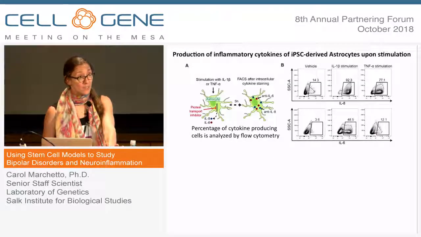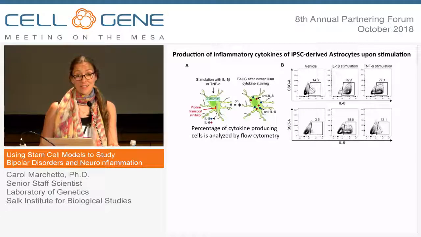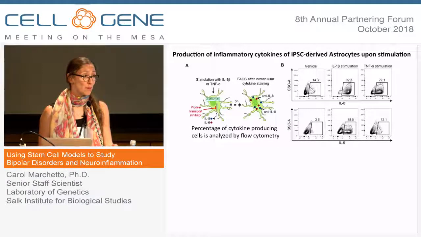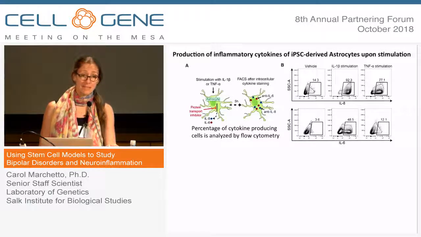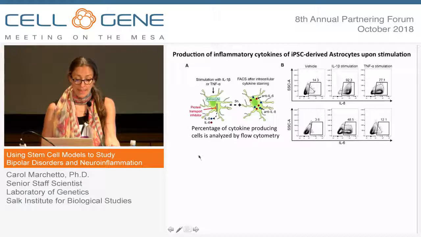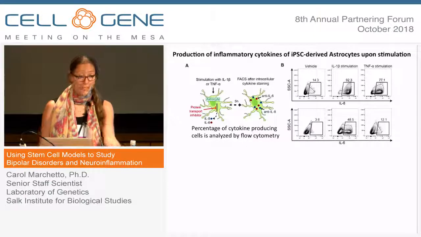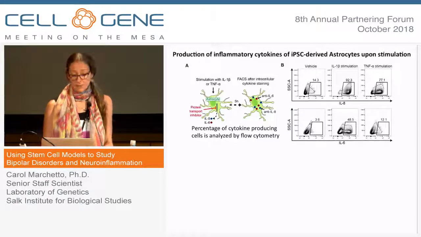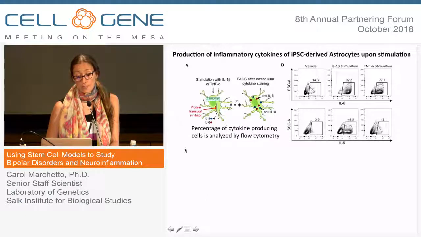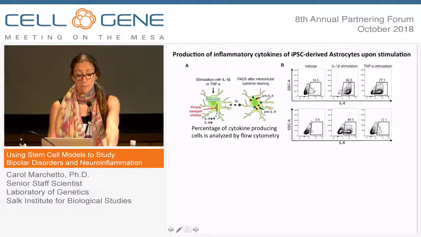Then we got to our real question, which is, are we able to generate a population of astrocytes that is sensitive to inflammation, to inflammatory cytokines? What we did is we adapted a FACS-based assay to stimulate the cells with either IL-1 beta or TNF-alpha, those are iPS-derived astrocytes. And we treat them with protein transport inhibitors, so the cytokines are kept inside the astrocytes. Then we wait 5 hours, and we count the percentage of cytokine-producing cells by flow cytometry.